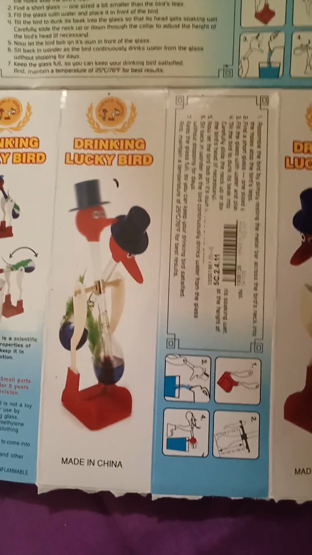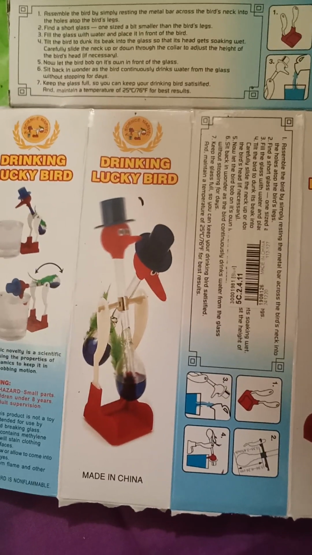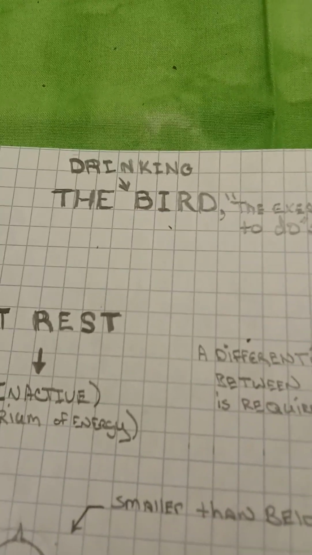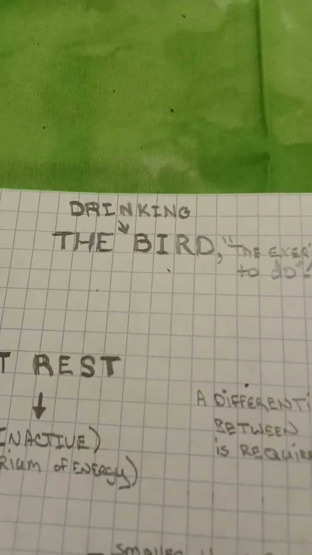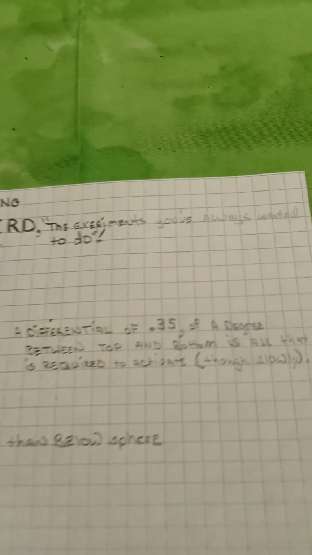Okay, I've shown you the introduction to this device, and now we shall continue with part 1. Part 1. The bird. The drinking bird. The experiments you've always wanted to do on this device.